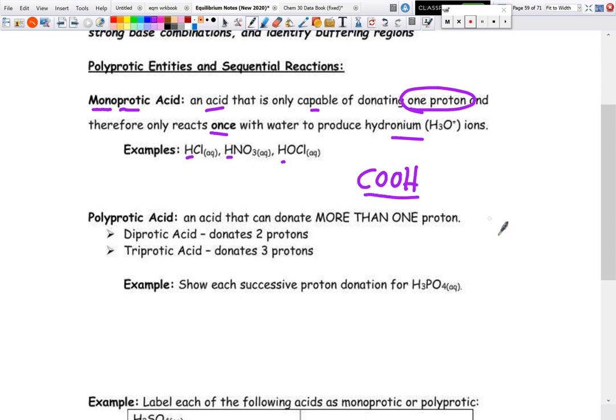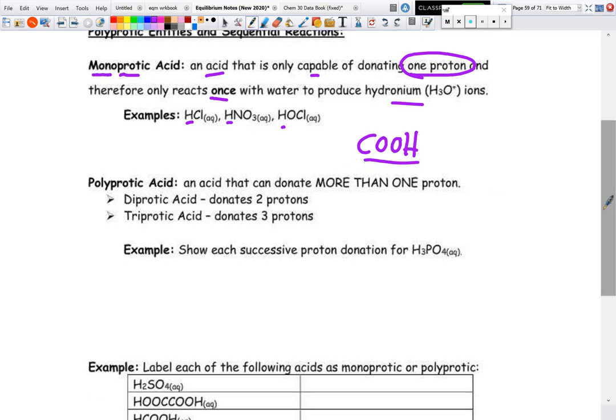COOH group. Now a polyprotic acid is an acid that can donate more than one proton. So you're looking at acids that have more than one hydrogen in their formula, like more than one hydrogen on the left or more than one COOH group. You can have that kind of group definition of polyprotic, or you can be a little more specific based on the actual acid. If there's only two hydrogens, we call it diprotic. If there's three, we can call it triprotic. And that's as far as we actually go with our acids.